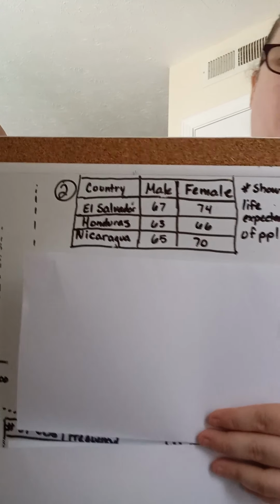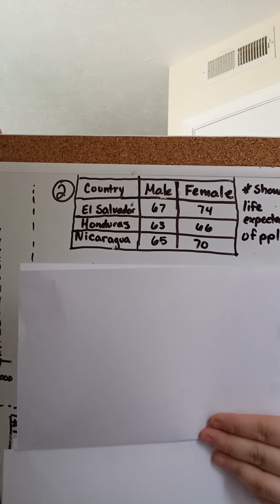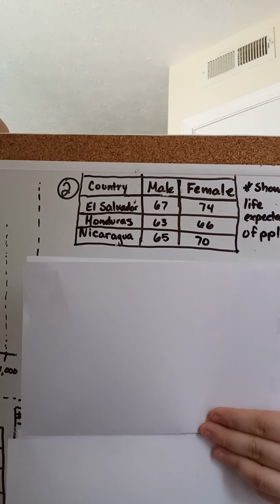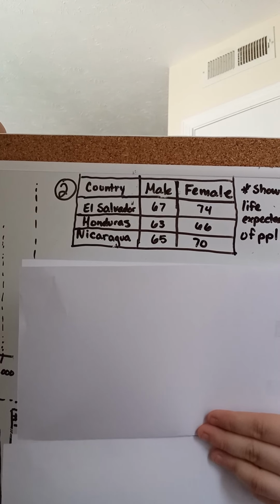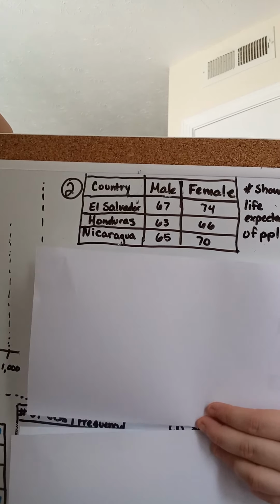What I want you to do is pause this video, make your double bar graph. Remember, label your parts, okay? So you're going to label countries, you're going to label the numbers, life expectancy. Remember, this is life expectancy, okay? And then make your bar graph. You just need two colors, right? Male and female, okay? Choose your two colors, make your double bar graph. So pause, go do that.